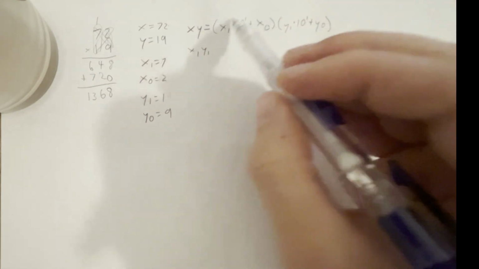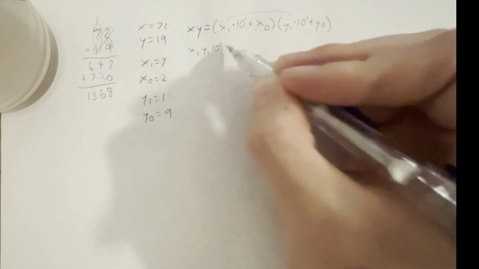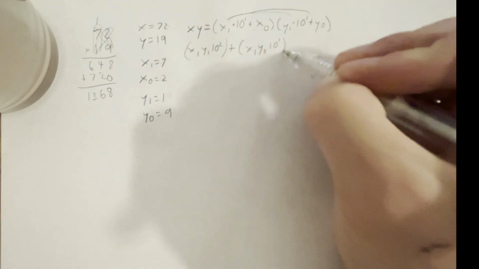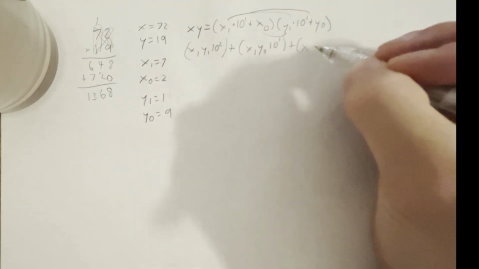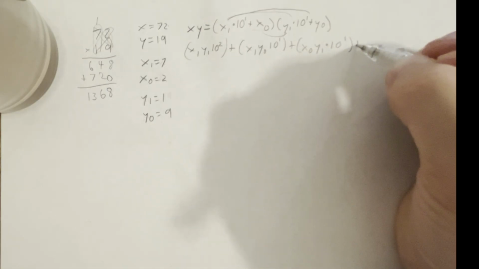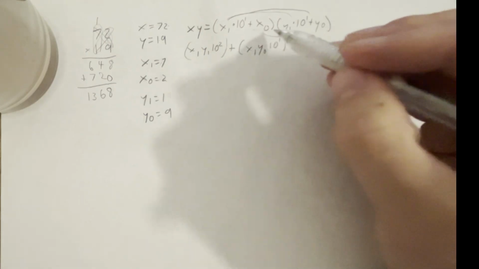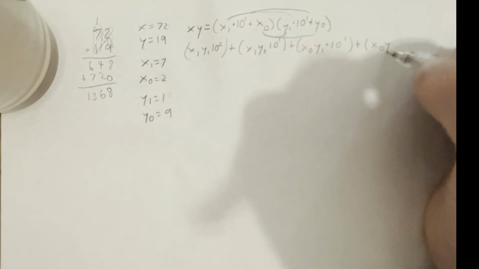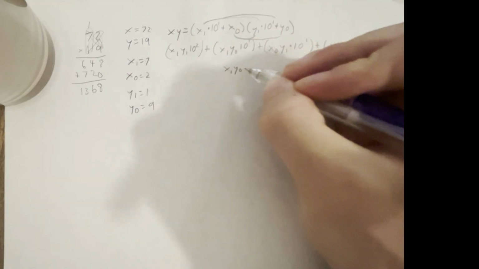Now, if we distribute this out, we'd get the following term. We'd get x1, y1, 10 squared, plus x1, y0, 10 to the power of 1, plus x0, y1 times 10 to the power of 1, plus x0, y0. Now we can further simplify these two middle terms by putting them like this.